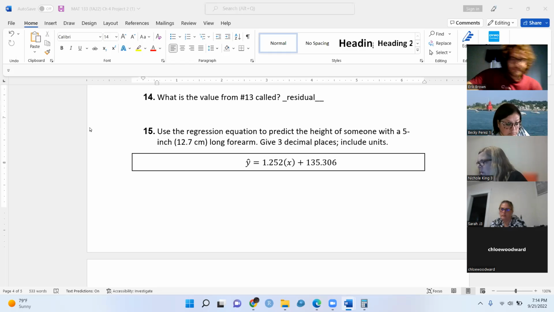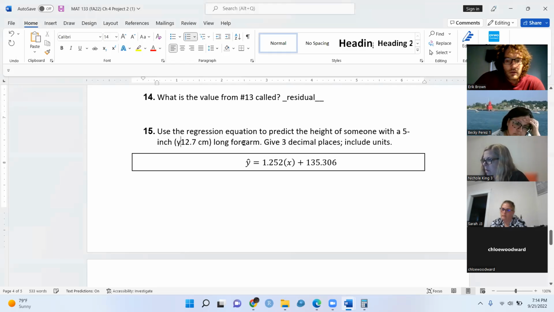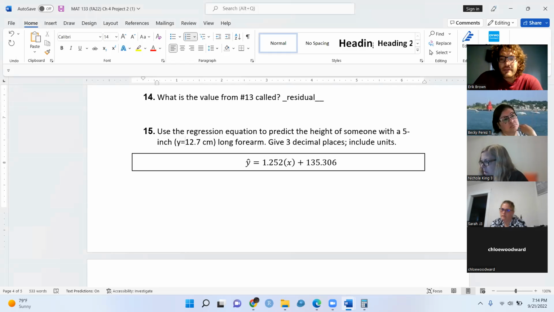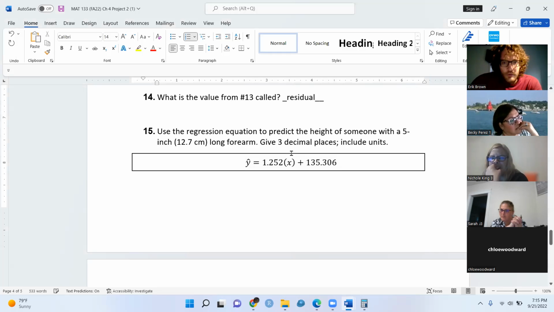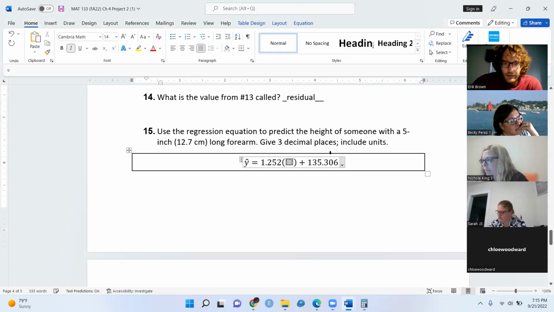How we doing? Does anyone know where the 12.7 should go in the equation in 15? X, right? Is this height or forearm length? Using the regression equation to predict the height of someone with a forearm length of 12.7 centimeters. Yep, Becky, you nailed it.